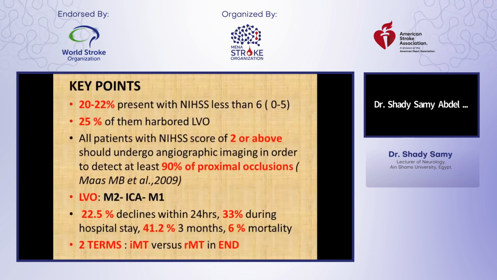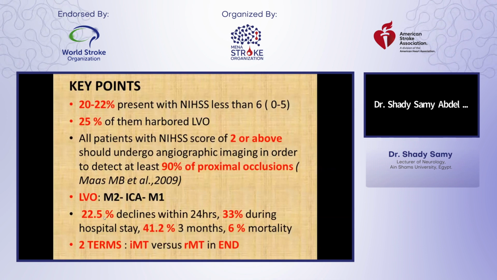So the key point that I was trying to clarify in my presentation, and why I picked this case in particular, is that of the patients presenting with NIH less than 6, 25% of those patients harbored a major vessel occlusion or a large vessel occlusion. So all the patients with an NIH score of 2 or above should undergo angiographic imaging in order to detect the 90% of proximal occlusions. I'm talking about M2, M1, ICA or even basilar.